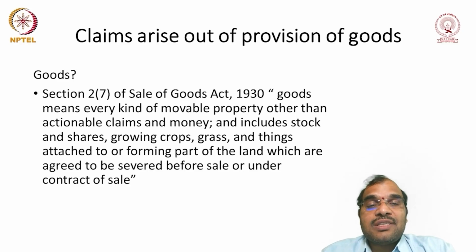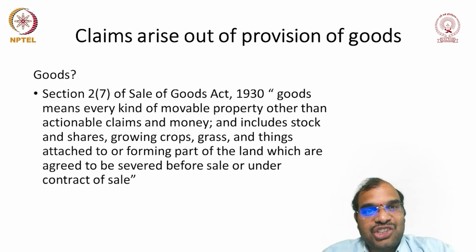But what else is included in the definition of goods? Stock is included, maybe opening stock, closing stock. When you have inventory, stock will be there. Then shares, growing crops and grass, things attached to or forming part of the land. Actually they are all immovable, but once you agree to separate them and sell them, they become goods.